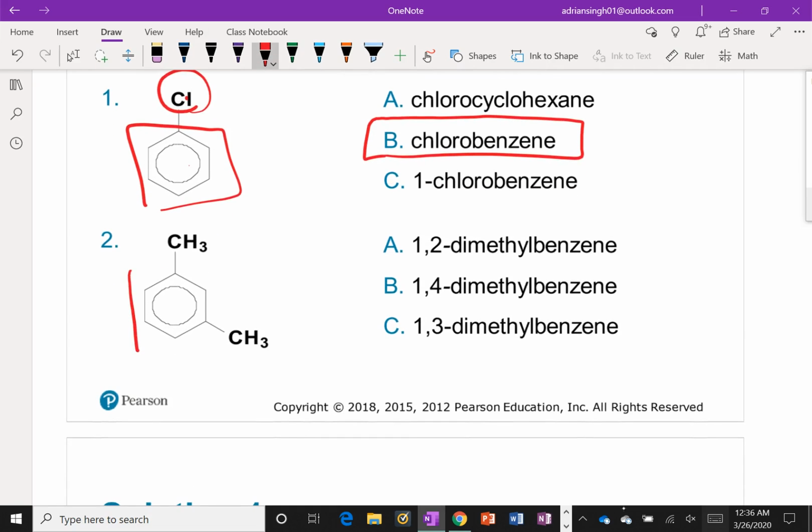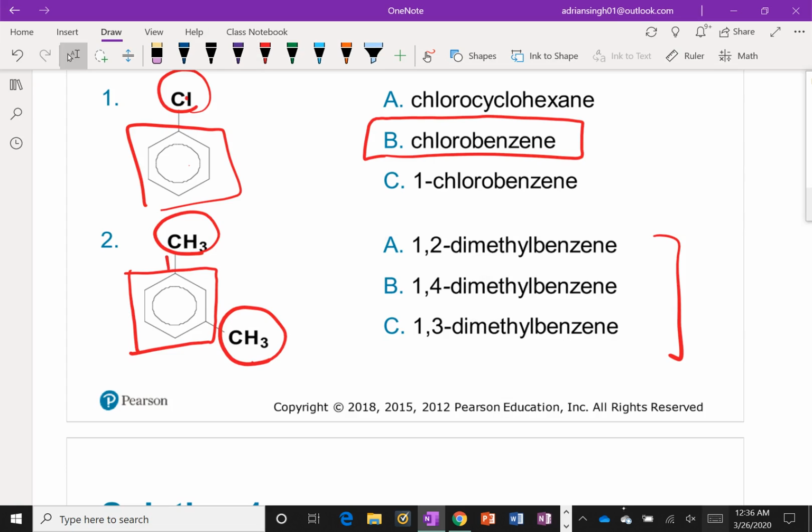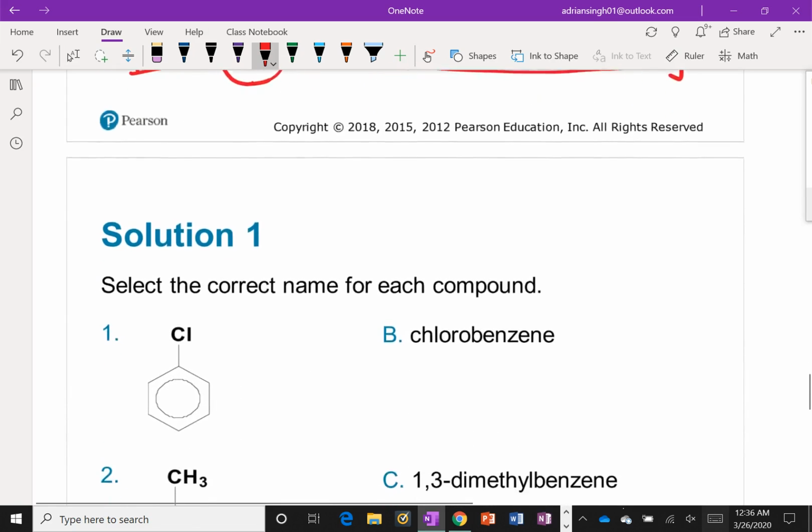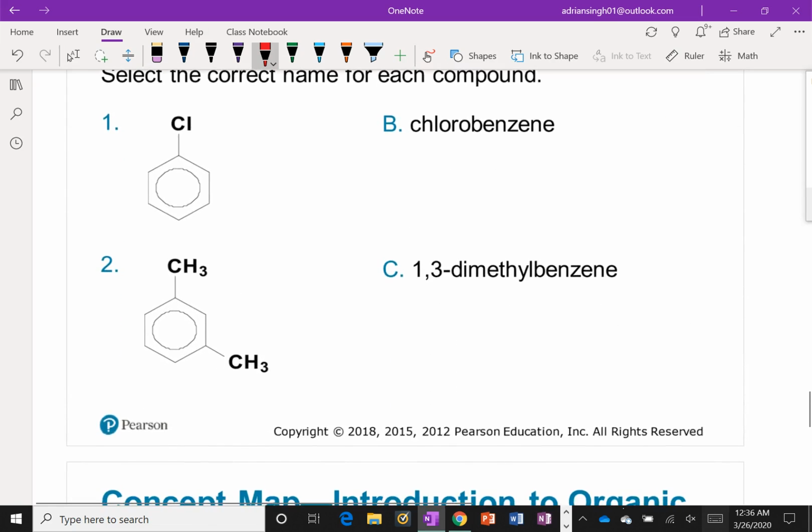Here we have our benzene ring again, and we have 2 methyls, right? So it's going to be a dimethyl. All 3 are named as dimethyls. One of those has to be carbon 1, right? So if we start this with carbon 1, then we want to go clockwise, 1, 2, 3. So we have a methyl on 1 and a methyl on 3. So it would be 1,3-dimethylbenzene.